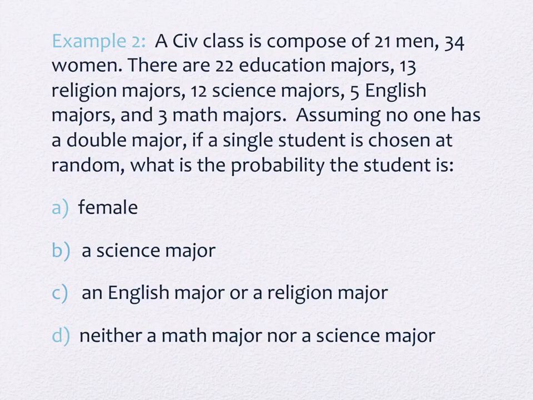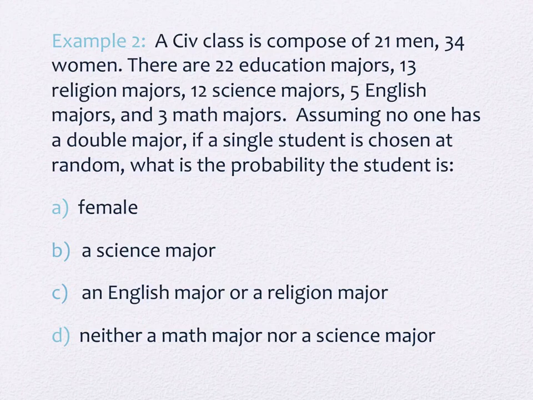A civ class is composed of 21 men and 34 women. There are 22 education majors, 13 religion majors, 12 science majors, 5 English majors, and 3 math majors. The next statement's really important. It says, assuming no one has a double major. Because if they do, all of our numbers are going to be kind of questionable, right? Because what if somebody is a math major and an ed major? What do I do with that? So it says, assuming no one has a double major.